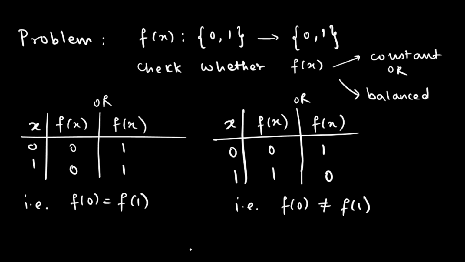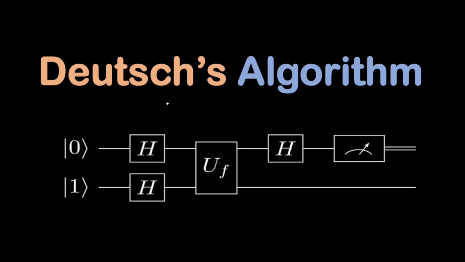Now with the help of the Deutsch algorithm, let's try to find whether our given function is constant or balanced. The Deutsch algorithm combines quantum parallelism that we saw in the last video with quantum interference. It is the first and the simplest algorithm in quantum computation. So now let's see its working.